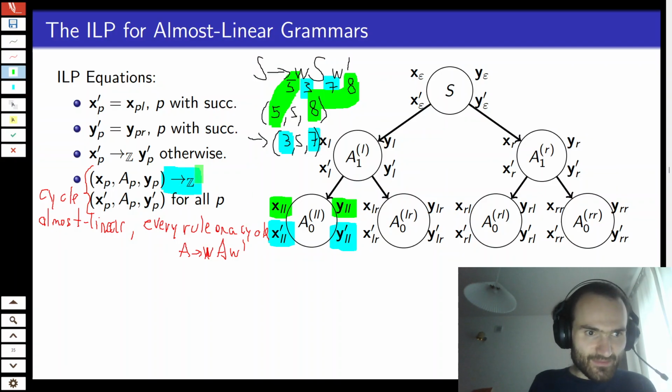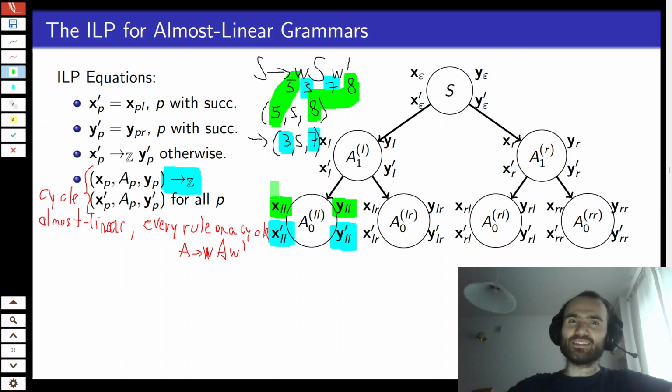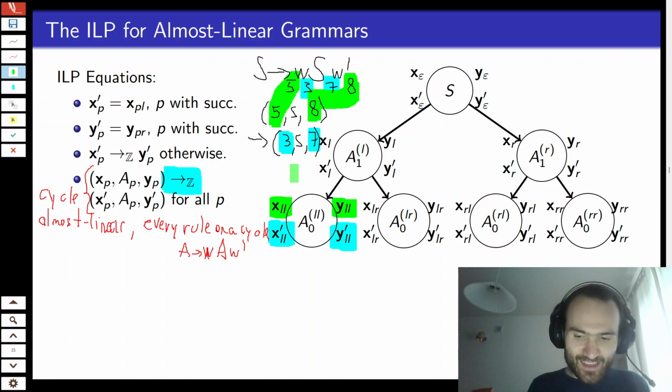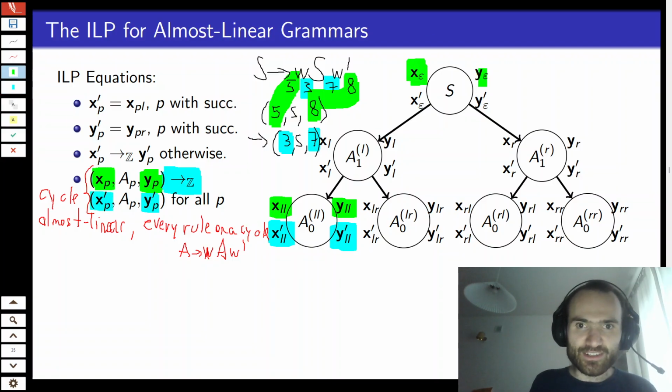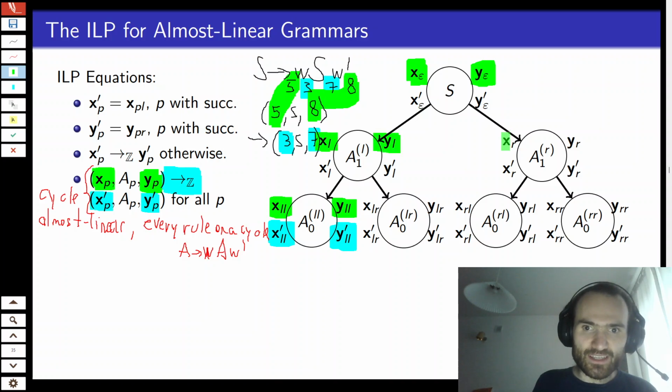Okay. I hope this was not too fast, but this equation just makes sense. This is describing the context in the obvious way. And I just marked it here for this one SCC that I want this green goes to blue. But of course, this is supposed to hold for all positions. So this is also supposed to hold in these SCCs. Yeah, it's supposed to hold in all 7 SCCs.